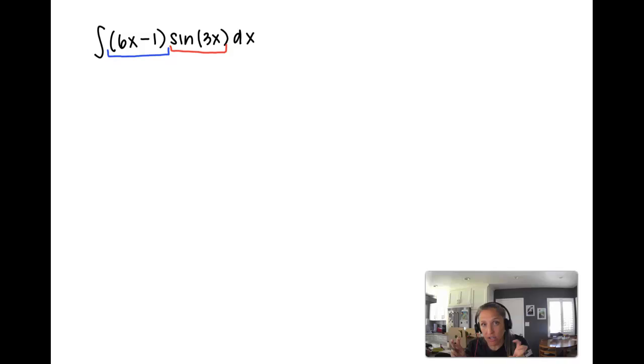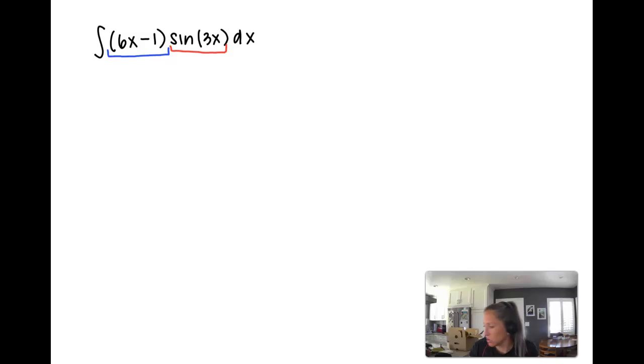The inside function, if you will, for our composition would be the 3x, and that doesn't really help us with that 6x at all. I was trying to think if there was a cute way for me to do this, but not really. I'm going to end up doing integration by parts, whatever I do.